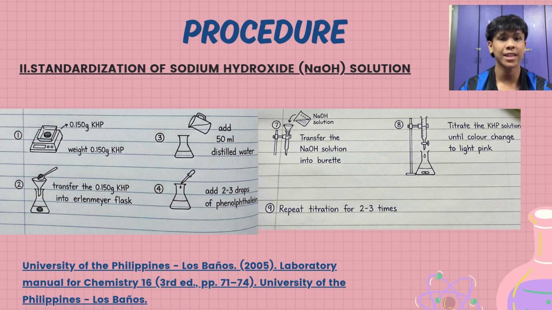The titration is finished when the colorless turns into the light pink color, and then we need to repeat the titration 2 to 3 times.